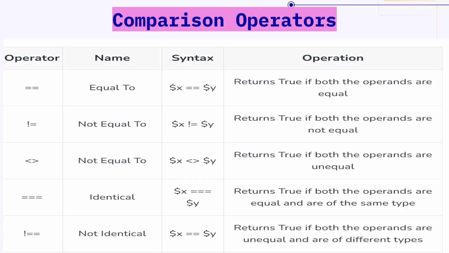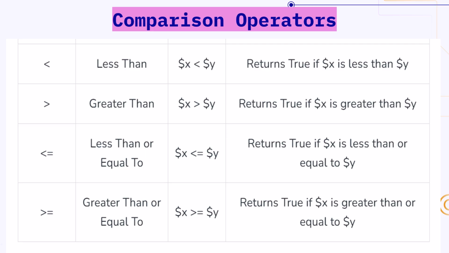Identical. So it returns true if both the operands are equal and are of the same data type. Not identical. So it returns true if both the operands are unequal and are of different types. Less than. It returns true if x is less than y. Greater than. It returns true if x is greater than y. Similarly, we have less than or equal to and greater than or equal to.